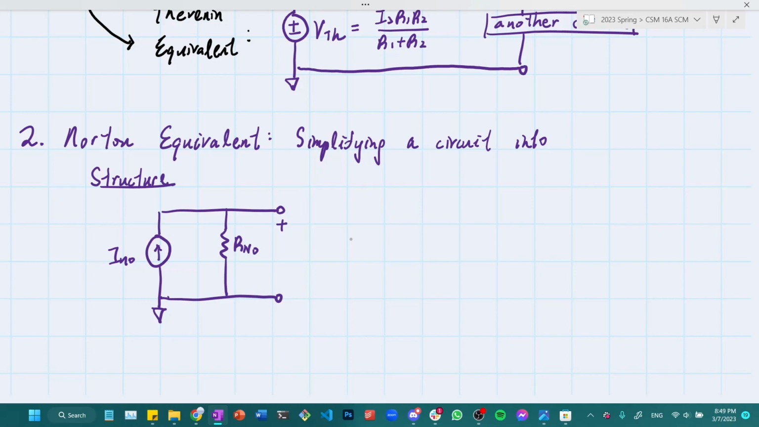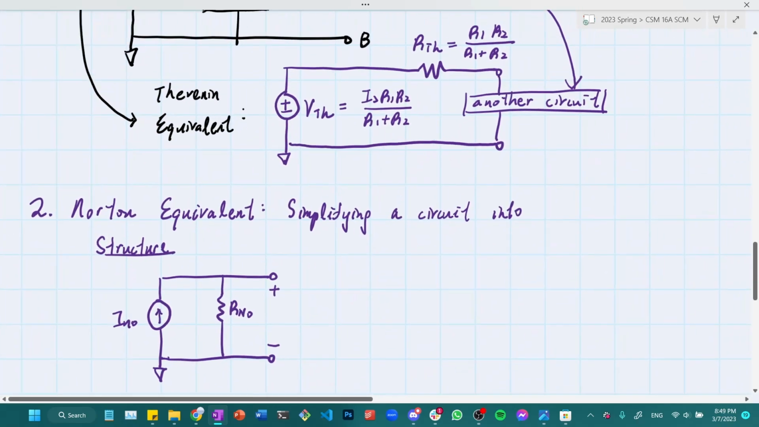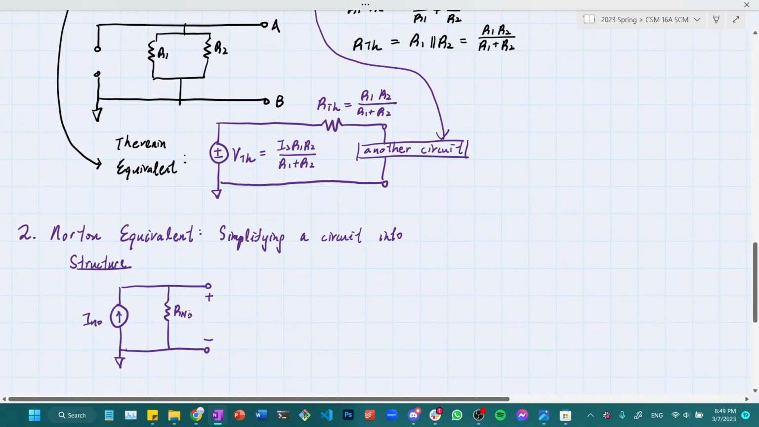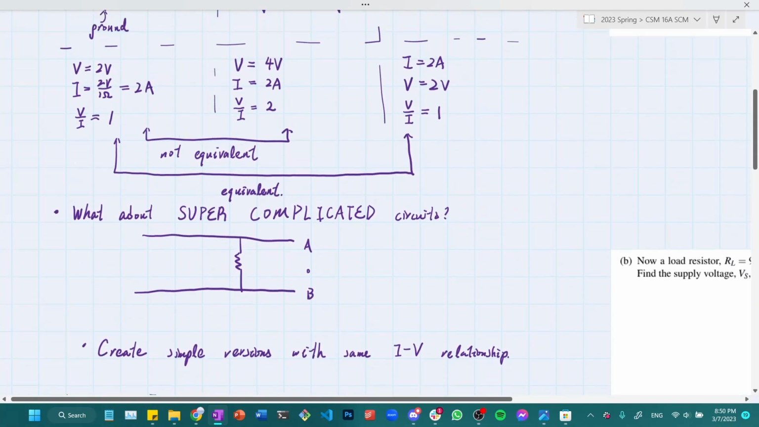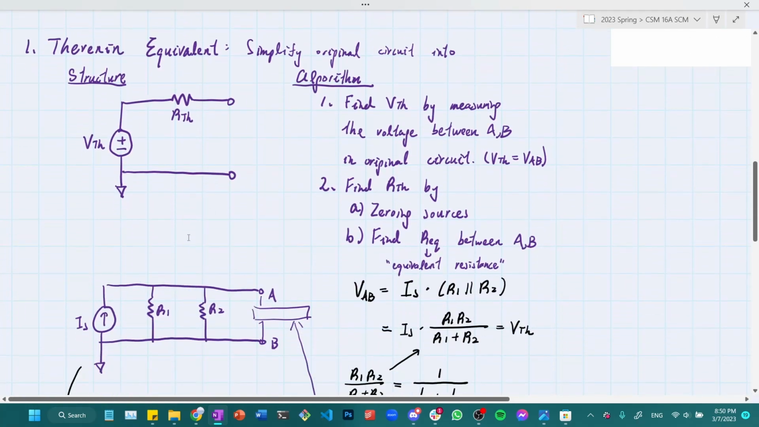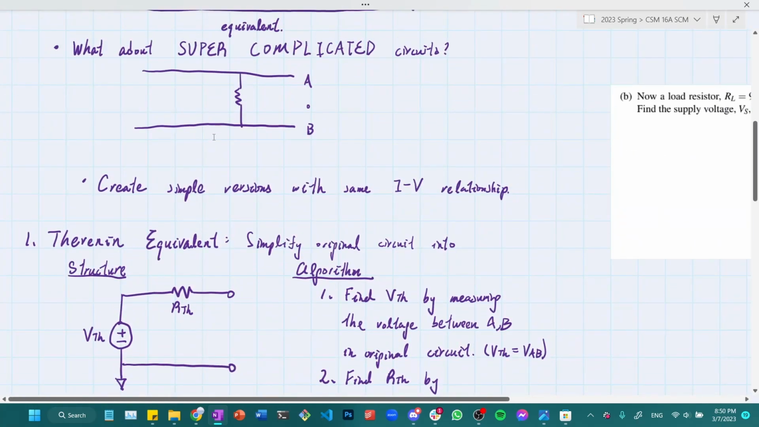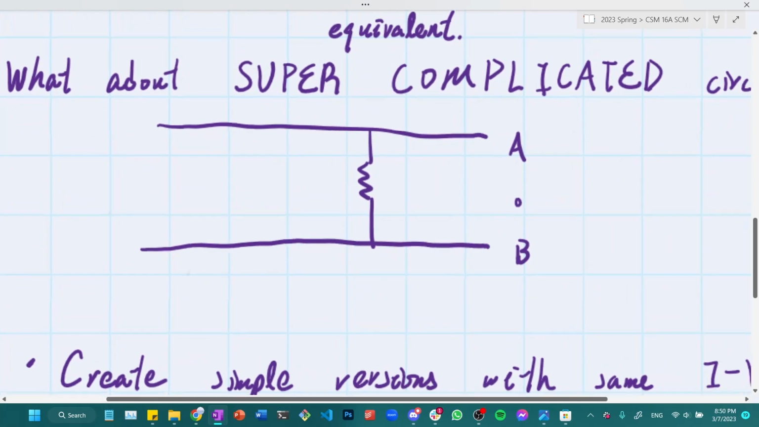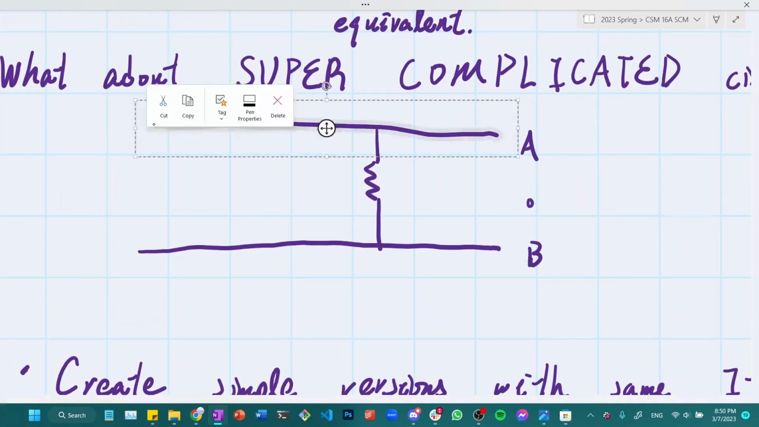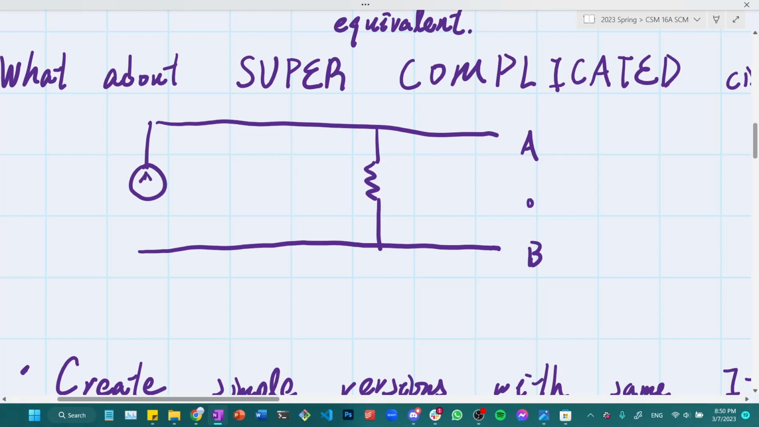So once again, our goal is to find a circuit that works with the exact same IV relationship, such that this version of the circuit has the same IV relationship with the complicated circuit that I had here, but was gone for some reason. Let me fix that up. I don't know why the circuit was gone. It was kind of mysterious.